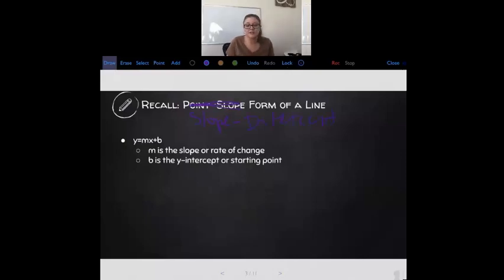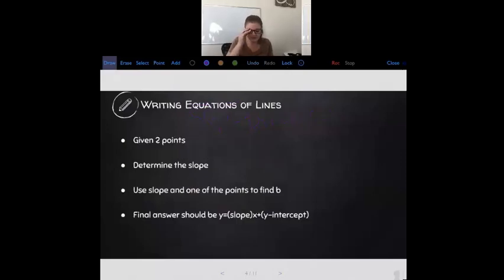Which is y equals mx plus b. M is your slope or your rate of change, and b is the y-intercept or the starting point on the y-axis. Okay. So when you're asked to write equations of lines, typically you're given 2 points. You determine the slope by using m is equal to y2 minus y1 over x2 minus x1, or the other way around. And then you use that slope you found and one of the points in order to find your y-intercept, and your final answer should be in slope-intercept form, which is y equals the slope you found times x plus the y-intercept you found.